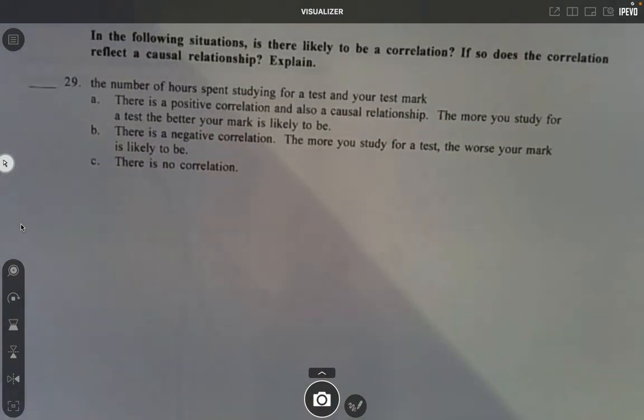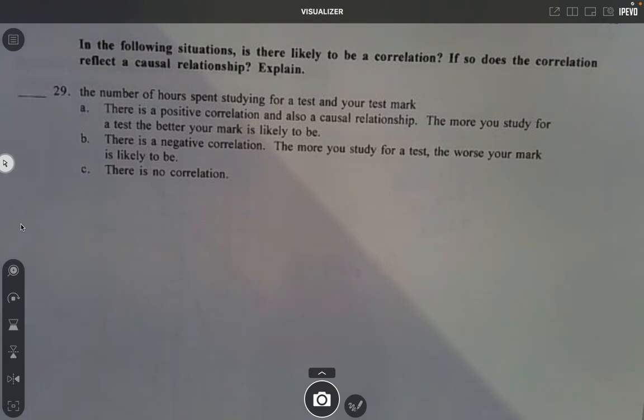29, this is the last one. It says, do you think there would be a correlation? It just means, is one thing going to affect the other? And how would it affect it, if so? So if you study, what would happen to your test grade? The more you study, the higher your test grade would go up. So do you think there'd be a correlation there? Yes, and you would think there would be a positive correlation, so that would be answer choice A.